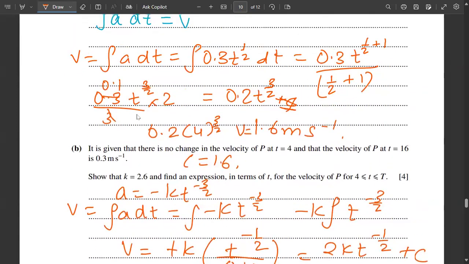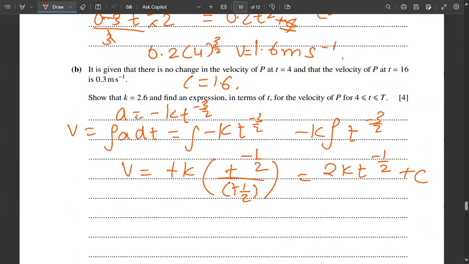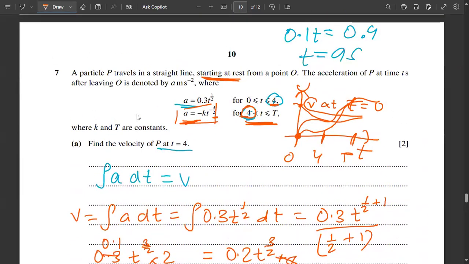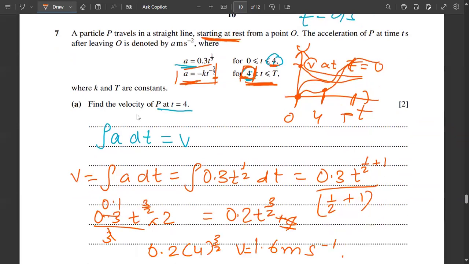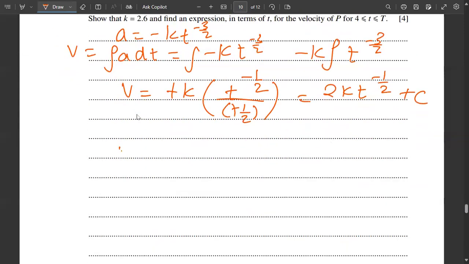And we already know c is 1.6. I'll explain why again. Because we found out that at t equals 4, the velocity is 1.6 ms minus 1. That will be somewhere here, and we are starting the graph from here at 4. So when does the graph start? Because the graph starts at 4, we know the velocity is 1.6. So v equals 2k t raised to minus 1 by 2 plus 1.6.